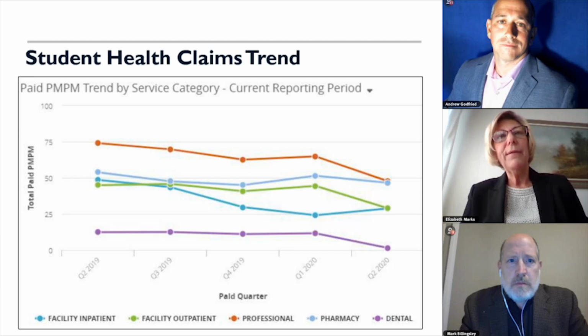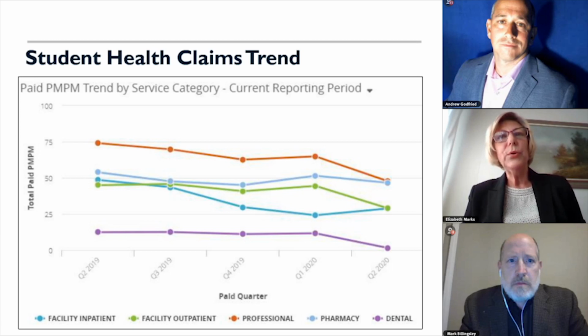Mark mentioned that on average, we weren't going to see a very large increase in costs over time from the student health population. And this shows the trending of claims by benefit services. So if you look at the top line, professional, you'll see in the first quarter of 2020, claims are actually going down slightly, and this is the delayed care that we talked about earlier.